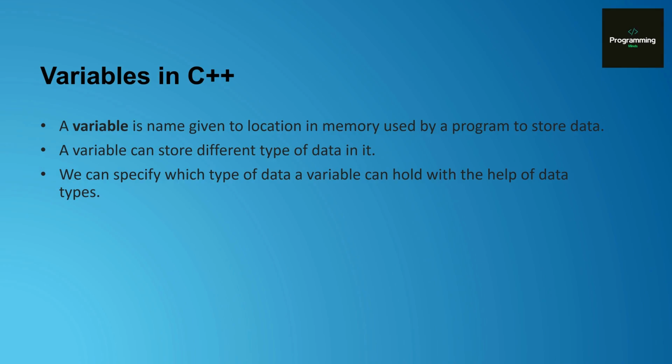There are several factors on which the variable type depends. So let's say we have to save numbers, then we can go with integers. If we have to save some words, then we can go with the character or the strings. We can specify the data type of that variable when we are declaring the variable. So let's get started.